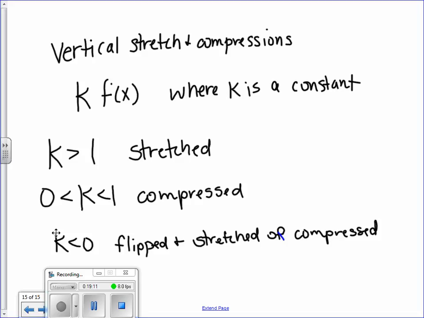A lot of times people get the stretches and the compressions mixed up because they just sort of seem backwards. But that's why it's stretched, because it's getting to where it's supposed to be faster, and compressed because we're pushing it down. We're cutting in half, basically, how fast it's supposed to be getting where it's going. Okay? Alright. We're going to stop with stretches and compressions.